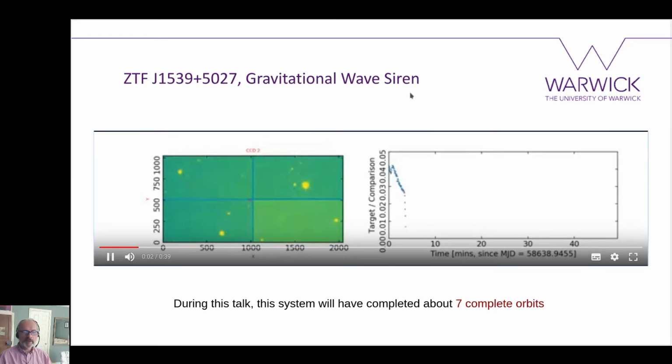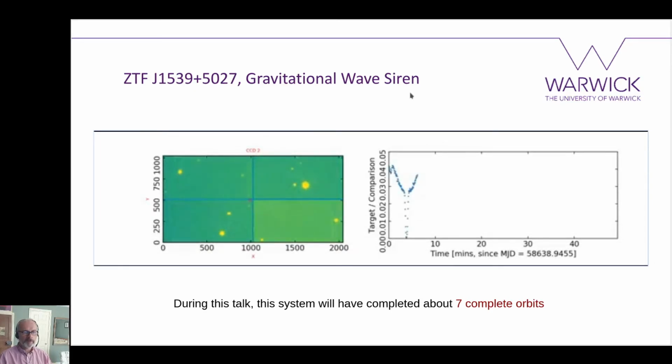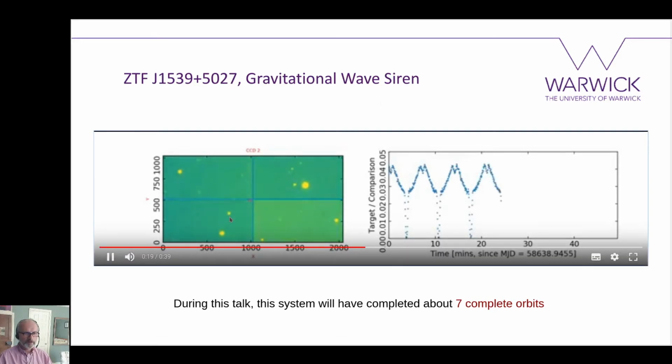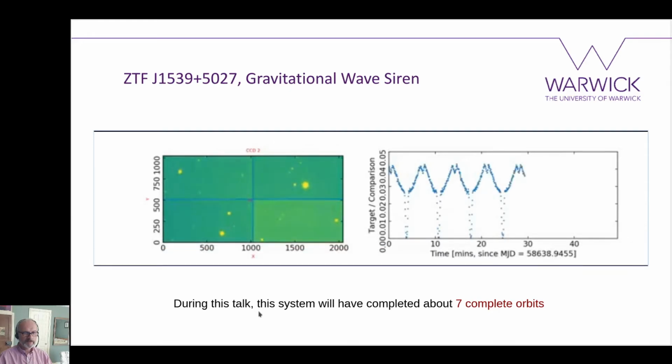So on the left-hand side, this is a very faint object. The left-hand side is the field. You can see various stars in there. Those are just random stars nearby. And just look, every so often you'll see something disappear quite rapidly. And I hope you'll see around here that object there blinking on and off.